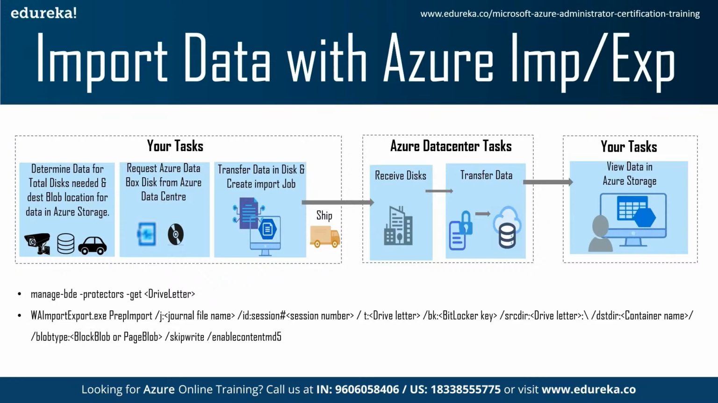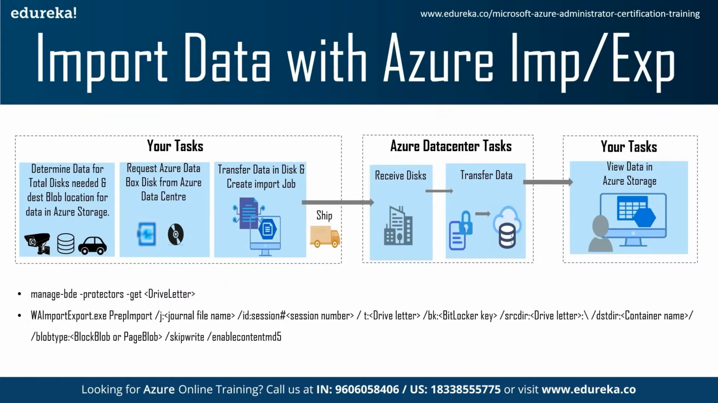Then use a supported carrier like DHL or FedEx to ship the drives to the Azure data center. The carrier provides a tracking number. You add this tracking number to the import job. Then you have to check the job status from the Azure data center. There will be certain tasks going on in the Azure data center, and they will be updating you with the job status. So first, they will receive the disk at the Azure data center. Microsoft updates the import job to indicate that the disk have arrived. You can track the job status from your import job page in the Azure portal.